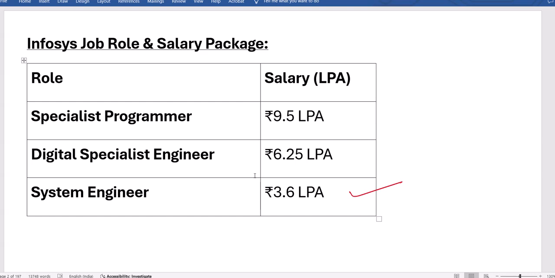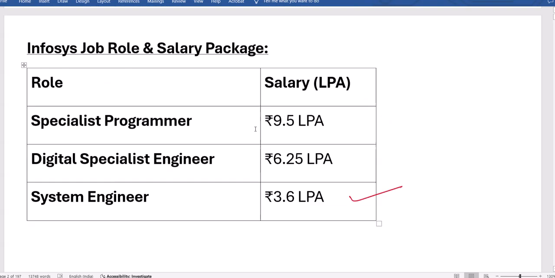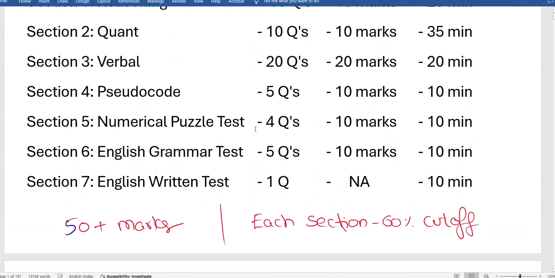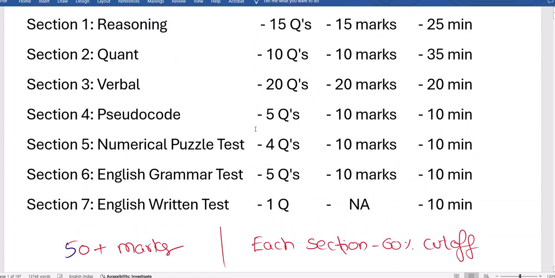So don't think, this is for a lower package, why do I have to attend Infosys. In fact, it's 3.6 plus 40,000 insurance for your family, almost worth 25 lakhs or 40 lakhs. They'll give a lot of benefits. From the company side, there are a lot of insurance policies. That's secondary, right? Now, section-wise cutoff is what you need to be very much worried about.